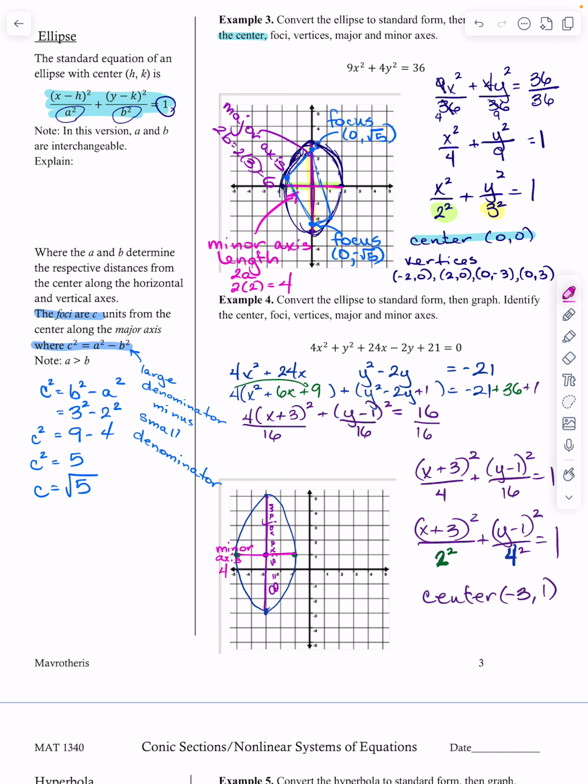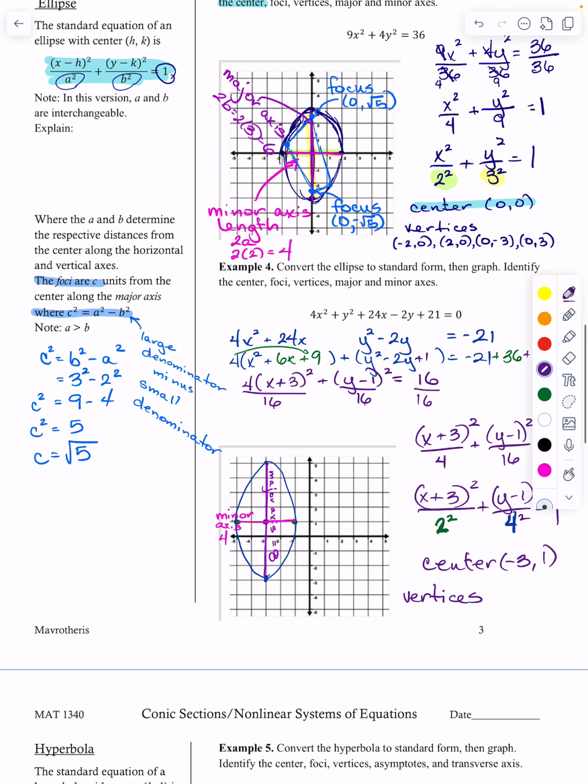And my vertices. You will never have to calculate these without being able to look at a graph. But 2 to the left puts it at negative 5, 1. 2 to the right puts it at negative 1, 1. 2 to the left, to the right of the center. 4 down from the center puts it at negative 3, negative 3. And 4 up puts it at negative 3, 5.